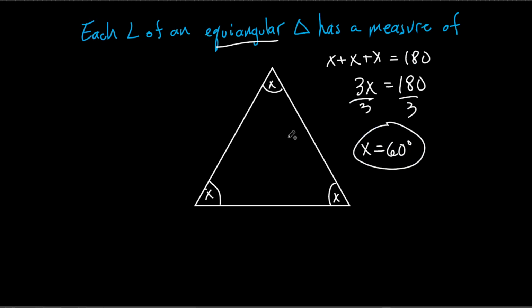So let's finish up this corollary. Each angle of an equiangular triangle has a measure of what? 60 degrees. And what we did right there was basically a proof. It wasn't a formal proof, but that's okay. We basically proved why that's true. That's pretty good. All right, let's do another one.